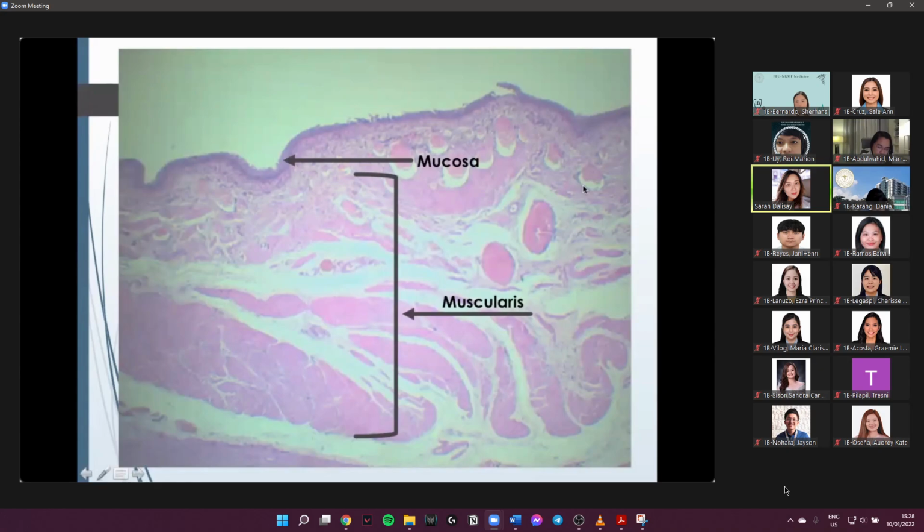Also, on your scanner view, you cannot see the entire organ. Just a part of the urinary bladder wall will be seen. Now, another characteristic of the urinary bladder is that it has a very thick tunica muscularis. In fact, you have 3 sublayers over here.